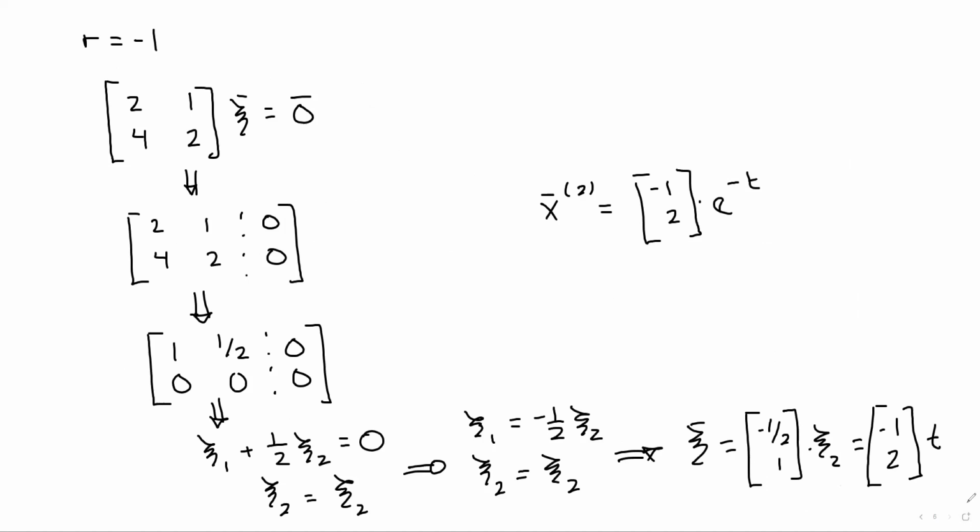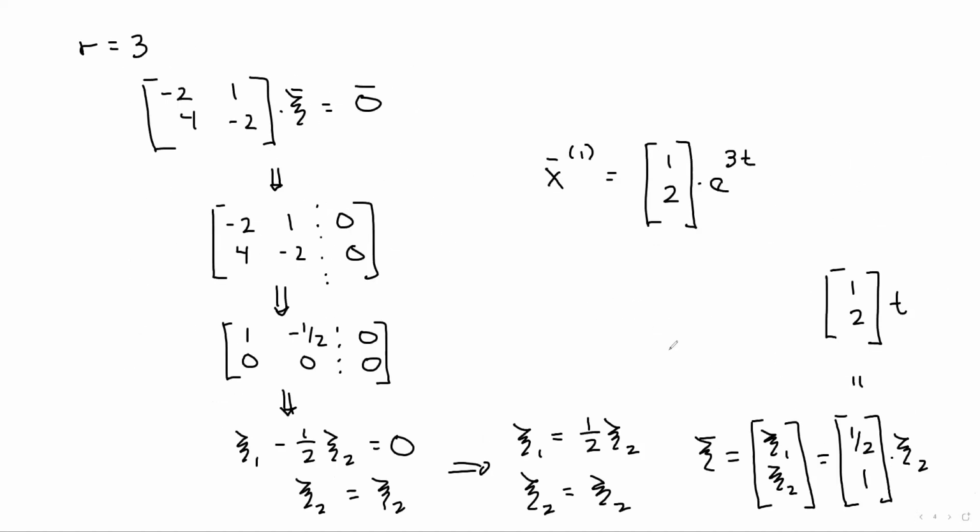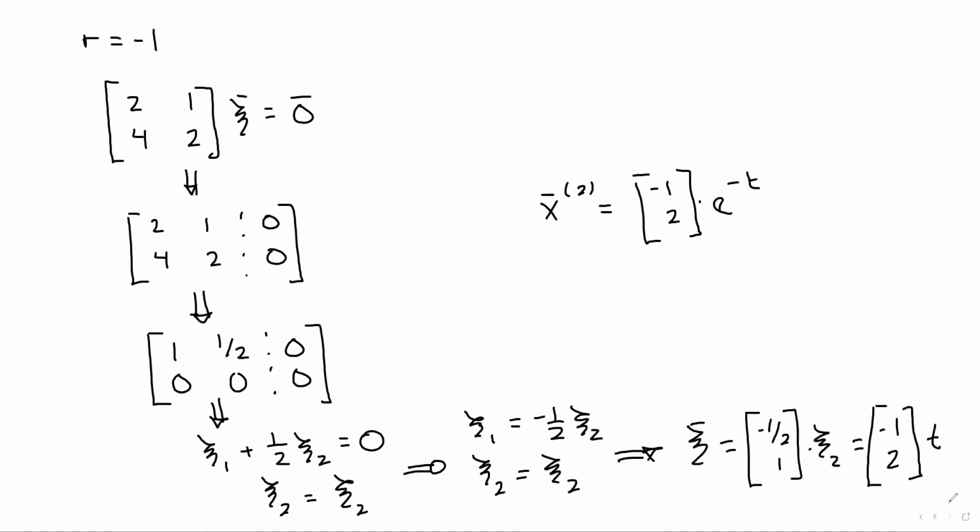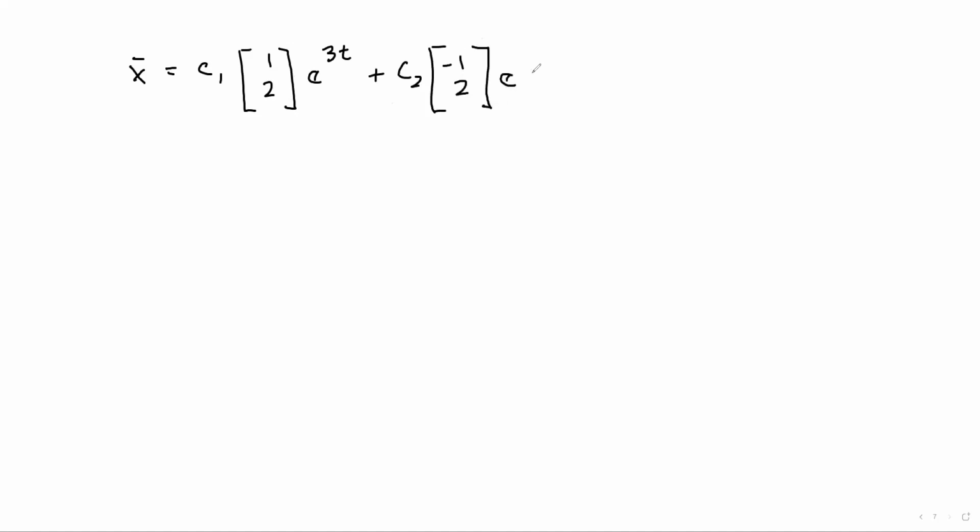And so once we've got our second solution, you'll recall in the last video, we said if we have two solutions to the system of differential equations, then we should be able to combine them to get additional solutions. So if we combine them, we would say that C1 times the first solution, which is 1, 2, e to the 3t, that's also going to be a solution, and C2 times negative 1, 2, that's also going to be a solution, right?